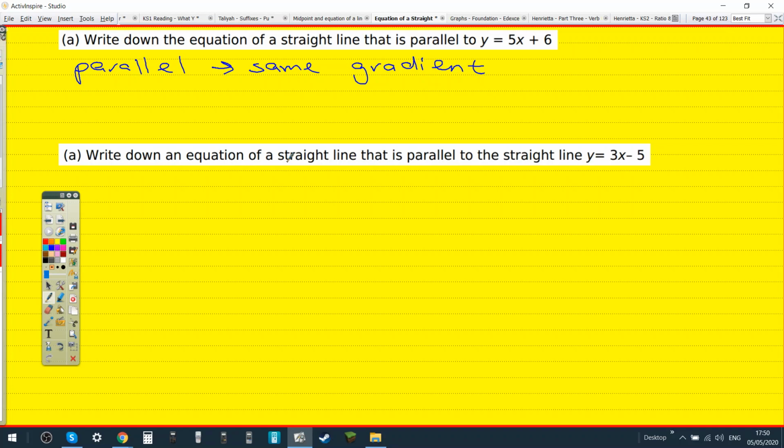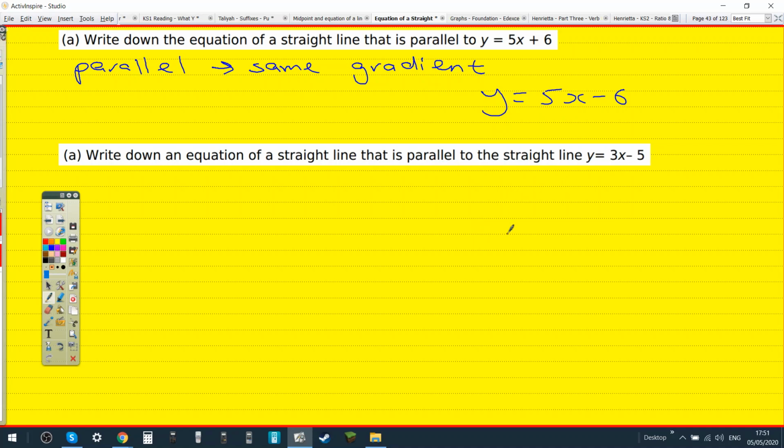So the gradient is 5, so 5 on the x. And then 6. No, not 6. Minus 6. Yep, it's just anything else. So y equals 5x minus 6. Yeah, y equals 5x and then any different number.